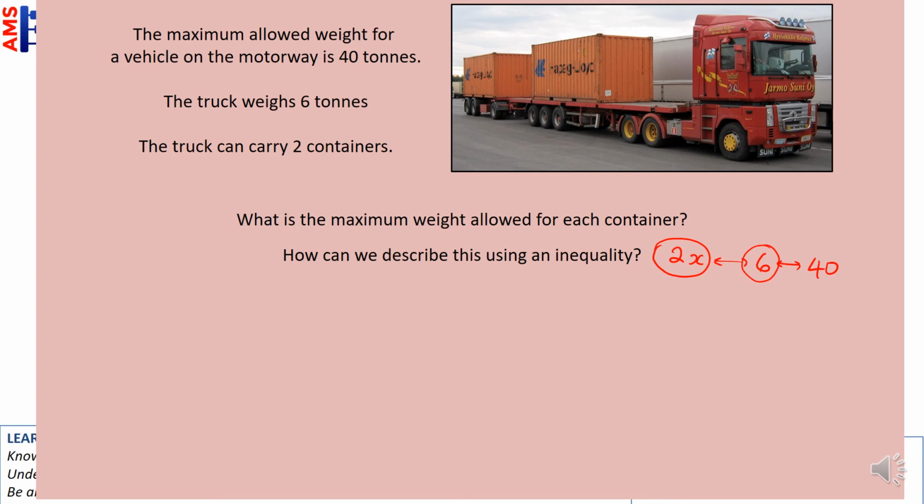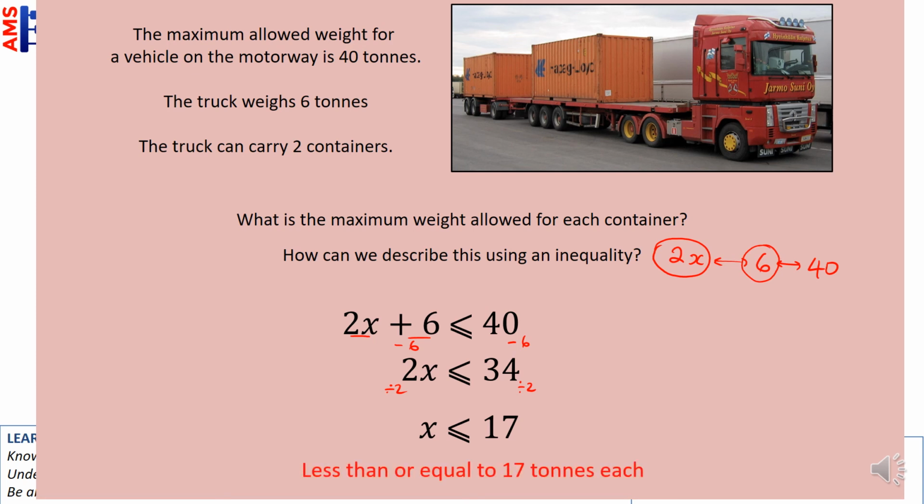So the inequality then would be the weight of the containers, 2x, plus the weight of the truck, and that should be less than or equal to 40. Then we're going to solve that, so we'll subtract 6 on both sides first, and we'll get 2x is less than or equal to 34. Then we divide by 2 on both sides, and then we'll get x is less than or equal to 17. So the weight of each container can be less than or equal to 17 tons.